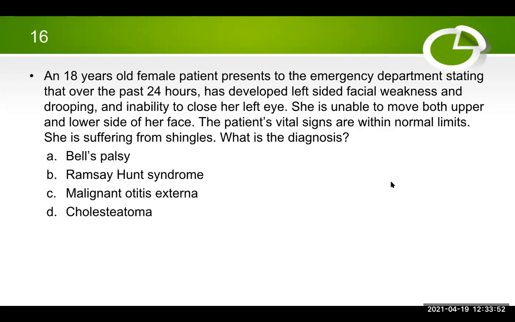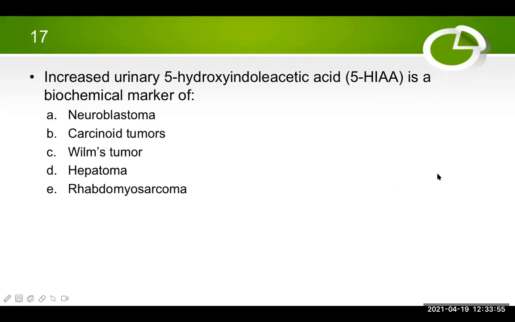Let's move on. So this is Ramsay-Hunt syndrome. Another one: increased urinary 5-hydroxyindole acetic acid is a biochemical marker of which of the following conditions? So look at the name of this condition and tell me the answer here. Anybody? Carcinoid tumor.